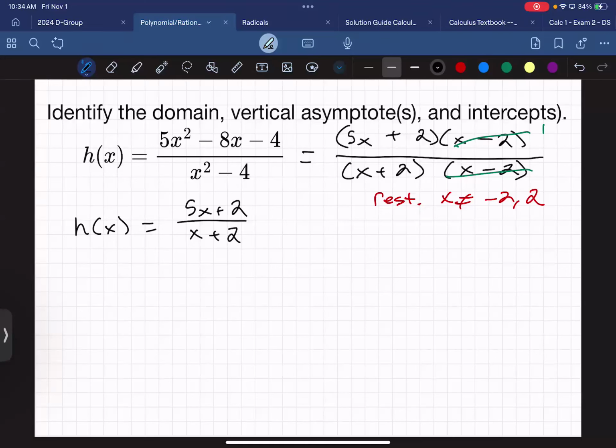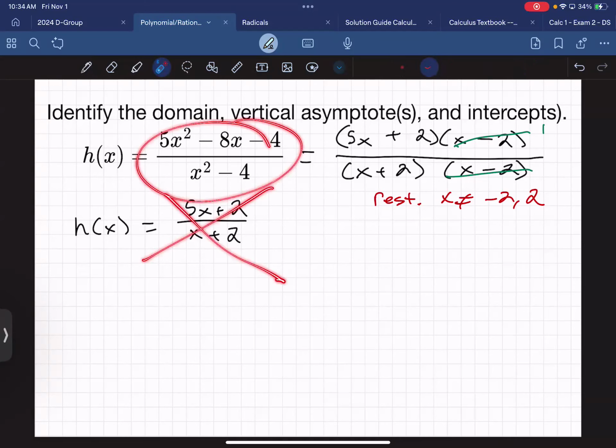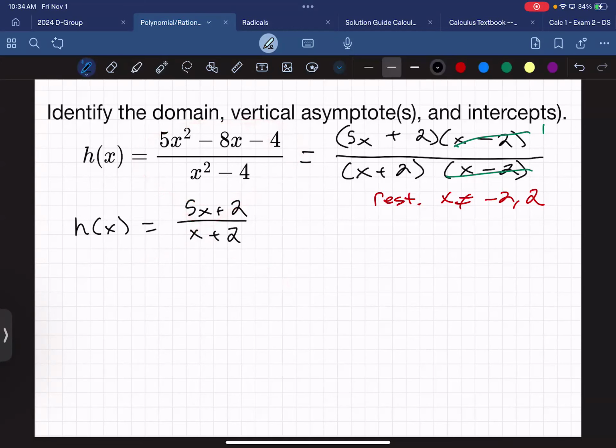But that restriction is still important because it still impacts the domain. This was my original function, not this. That's just a simplified version of it, okay? So when you do your domain, you still need to make sure to exclude both the 2 and the -2. Do not use them, okay?